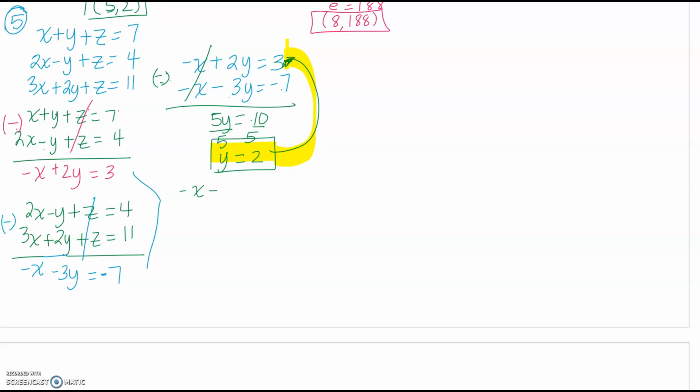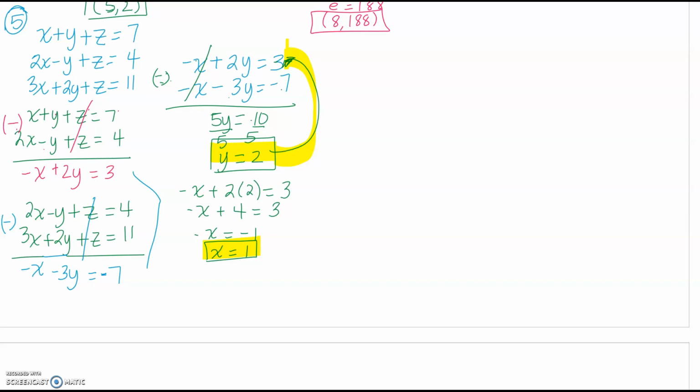So I get negative x plus 2 times 2 equals 3. Negative x plus 4 equals 3. Again, if you do this mentally, you get negative x equals negative 1, and that's by subtracting 4 from both sides. Then if you divide or multiply by negative 1 to get x by itself, you get x equals 1. So now we have what x equals. You can plug that into wherever you want.